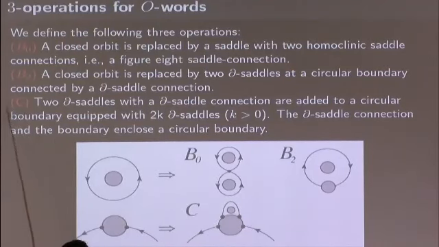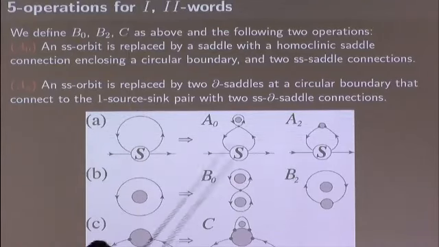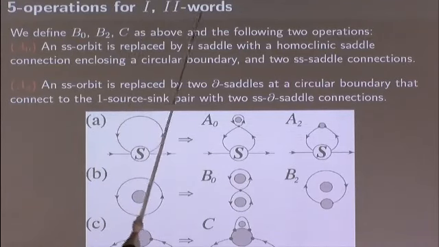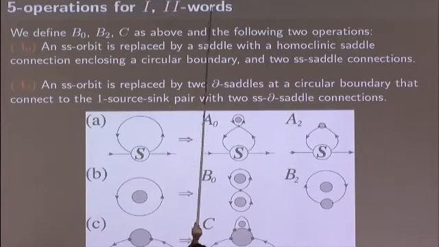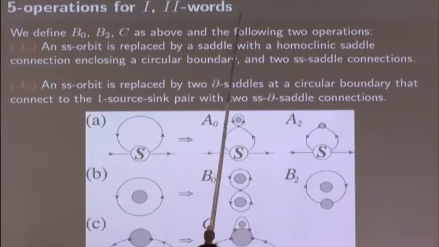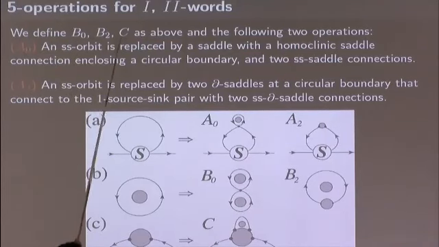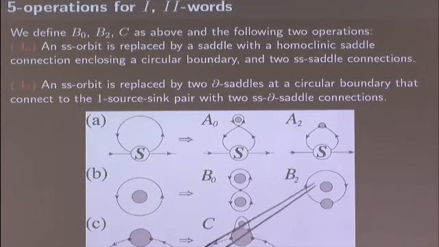We would like to separate B2 and C because they create different structures. C can also be worked with I1, 1 word and 2 words. And I1, 1 word and 2 words is the representation for a Hamiltonian vector field with one source-sink point. And so the 5 operations are B0, B2, C, and A0, A2. These operations are the same.